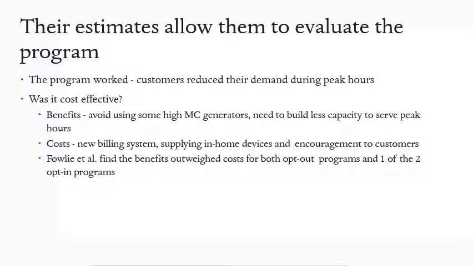You probably also have some environmental benefits because you're reducing consumption. It depends on whether or not people are shifting their consumption from one hour of the day to the next, but most likely you have some environmental benefits. There's costs. The costs are the new billing system, supplying in-home devices, and encouragement to customers. So installing these devices in every household costs some money. And Fowlie et al. find that the benefits outweigh the costs for both opt-out programs and one of the 2 opt-in programs.